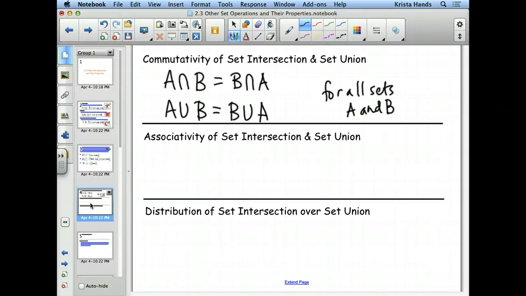Associativity is a little bit different. Associativity says that if I have A union B union C, so I have to have three sets to talk about associativity, that I can do regrouping. I can reassociate the different sets together. That is, I can take the parentheses where they are and move them from being around B union C and put them around A union B.